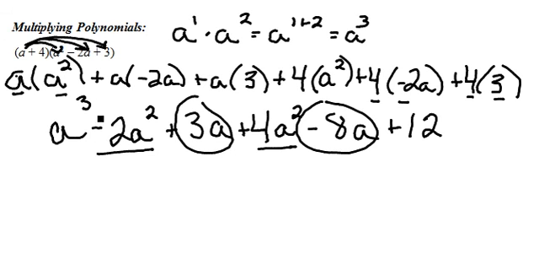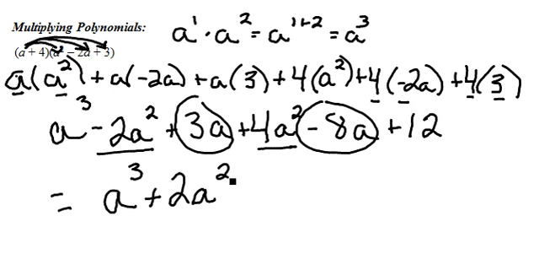when I write this polynomial in standard form. Remember, in standard form, the exponents are listed in descending order, or biggest exponent down to the smallest exponent, or no exponent. So my first term would be a cubed. If I add my a squared terms together, negative 2a squared plus 4a squared gives me a plus 2a squared. Positive 3a plus negative 8a is negative 5a. And finally I have my plus 12.